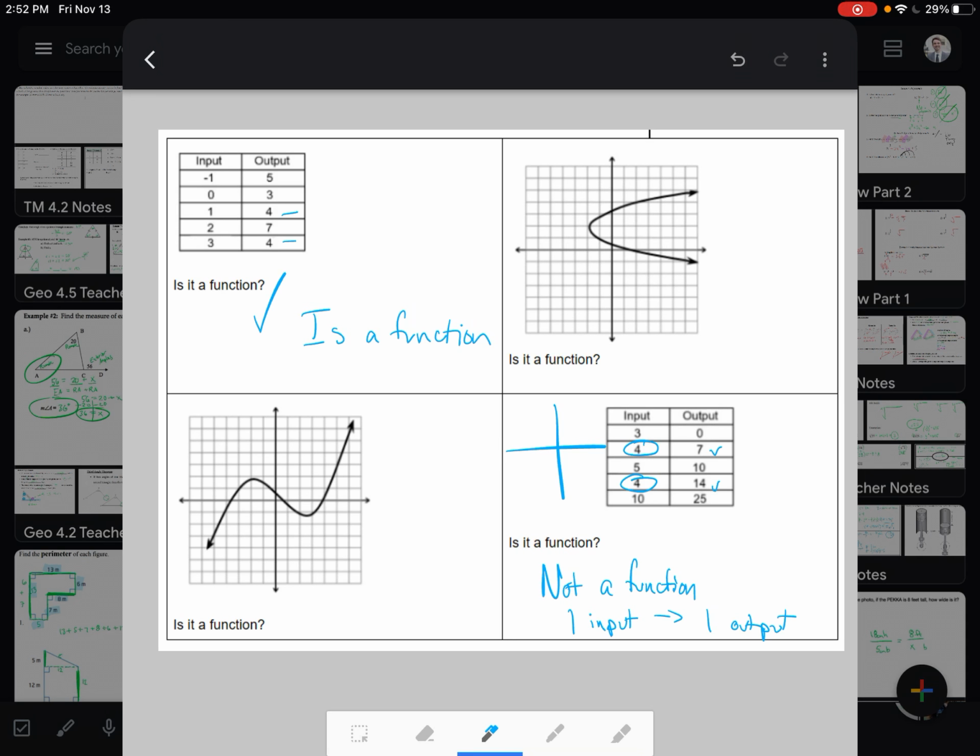If we were to take a look at this one, we'd start off at 3 equals 0, 4 is 7, 4 is 14. Well, right at that spot where we equal 4, we're seeing that we cross once and twice. So we're failing that vertical line test. And again, vertical line test applies for graphs, but we can think about it conceptually for tables as well.